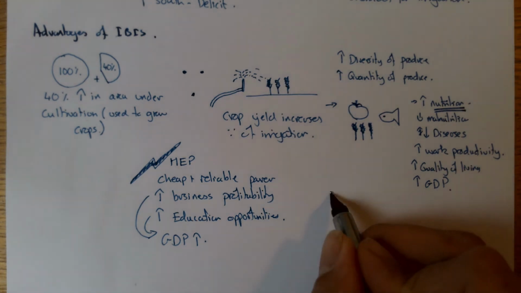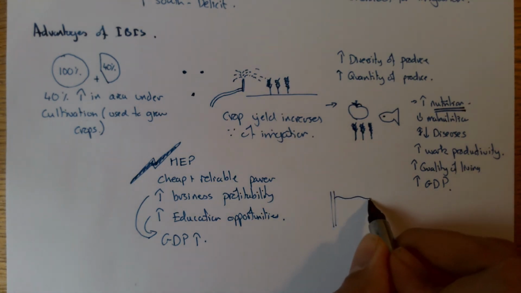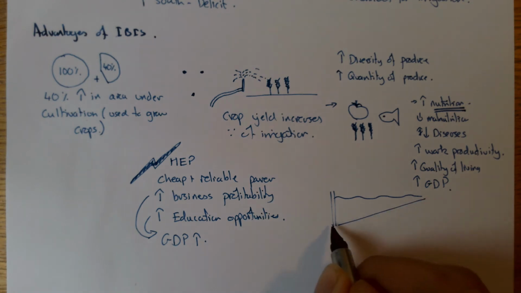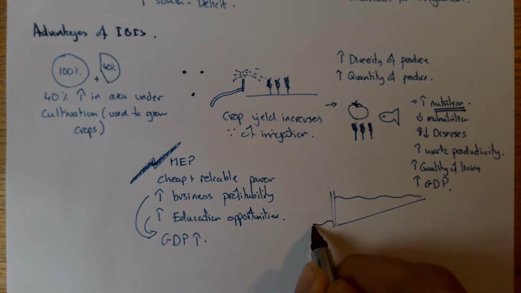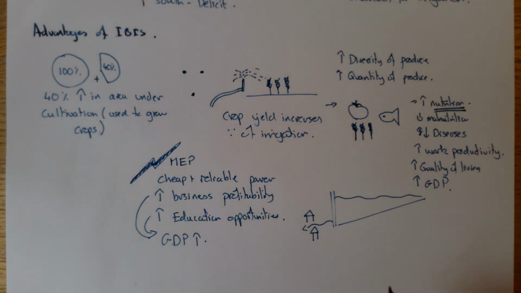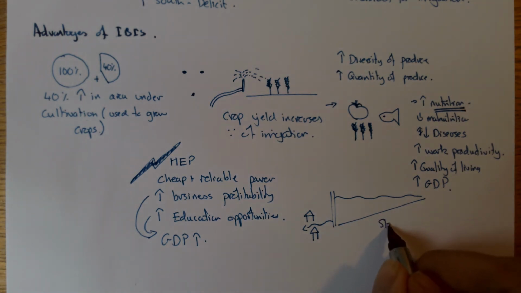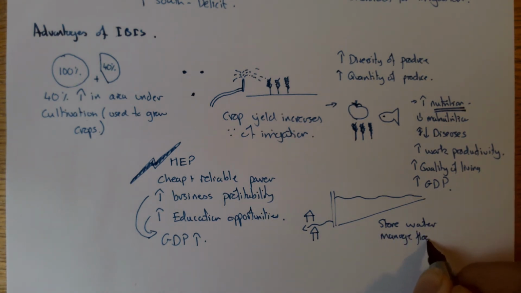Finally, behind our dams we are storing the water in reservoirs and regulating the river that flows out the base of the reservoir. This means that we can store water and manage floods downstream. So we regulate the flow.